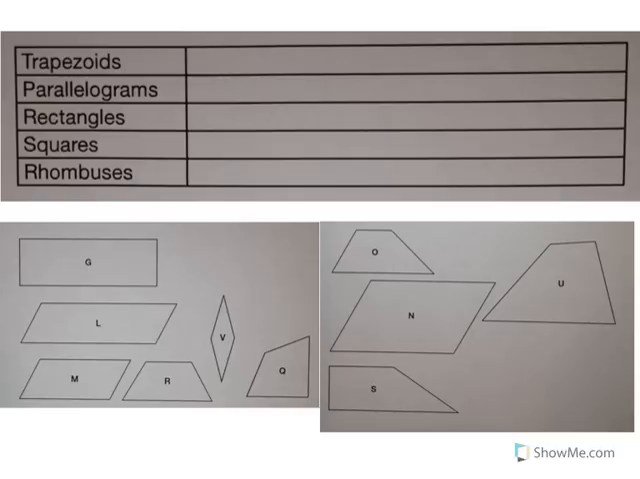So let's start first with the trapezoids. Remember, a trapezoid has exactly one pair of parallel sides. We can see that shapes R, O, and S all have one pair of parallel sides, making them trapezoids. Next, let's look for the parallelograms. Remember, parallelograms have exactly two pairs of parallel sides, and the opposite sides are the same length. The quadrilaterals that match these properties are G, L, M, V, and N, since they all have two sets of parallel sides and their opposite sides have the same length.